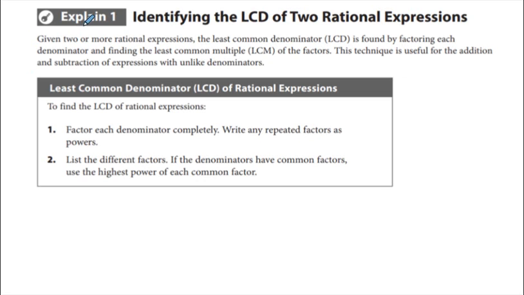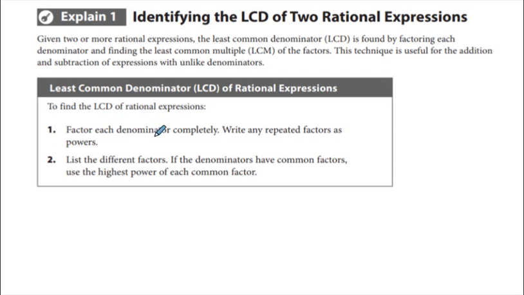Now the next section we're going to here is identifying the LCD, or least common denominator, of two rational expressions. And this skill here is prerequisite to solving these rational equations algebraically. So that's why we're going to do this now. And then we're given the two steps to find the LCD, or least common denominator.